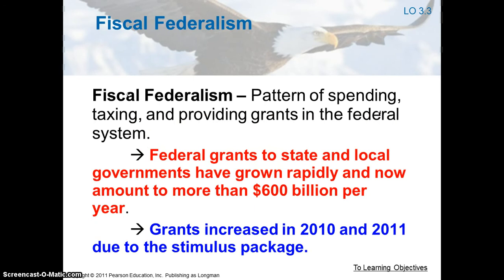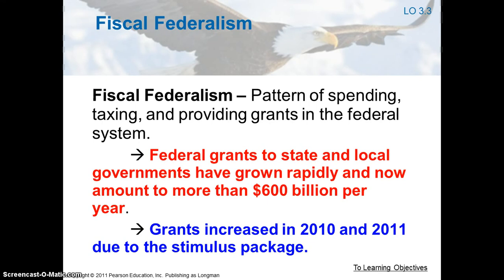So let's move over to fiscal federalism, which is where we see a lot of federalism taking place. And this is why we have some blurred lines. No, it's not a plug for the silly little song that's out there now. But this is where we do find some mixing of the lines between the national government and the state governments and the local governments. Fiscal federalism is that pattern of spending, taxing, and providing grants.